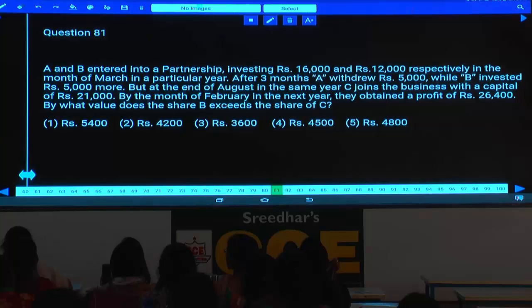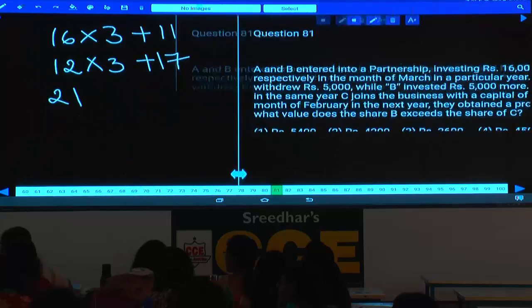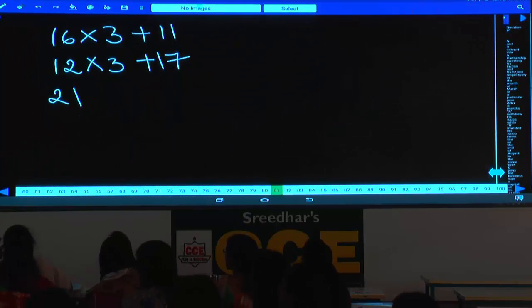Right. Now they started in the month of March and next year by February. That means how many months are over? 12 months over. You know the financial year? Tell me the financial year dates. April 1st to March 31st. Yes or no? So for next year, just a day before you need to consider. They started in the month of March, but they are sharing profits in the next year, February. Yes or no? So A and B started, so they both will be there for 12 months.